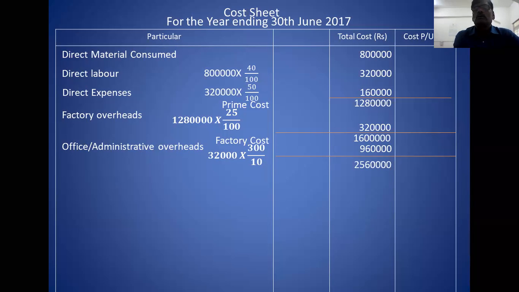Take the total. Total is cost of production. 25,60,000 is the cost of production.